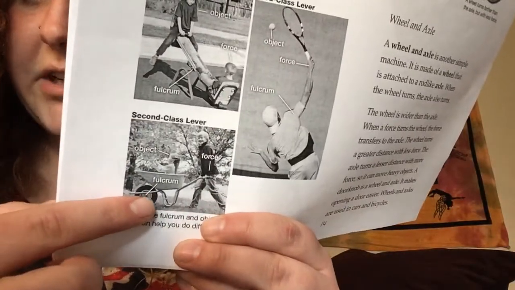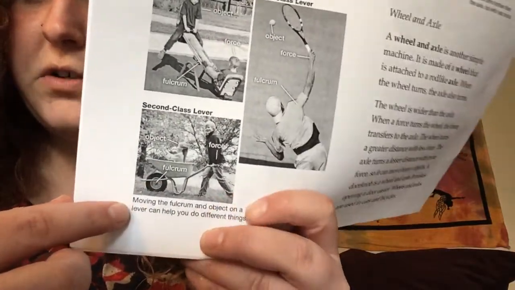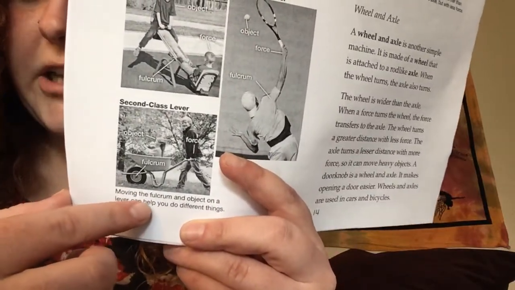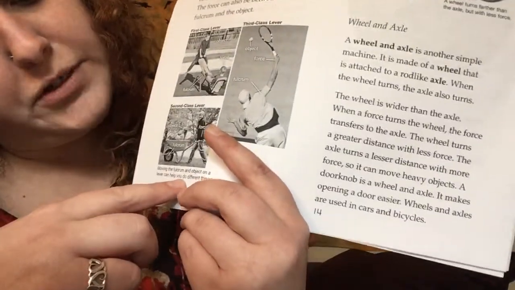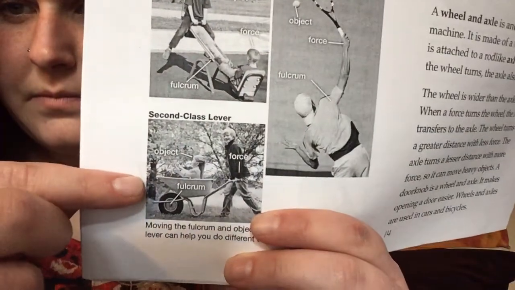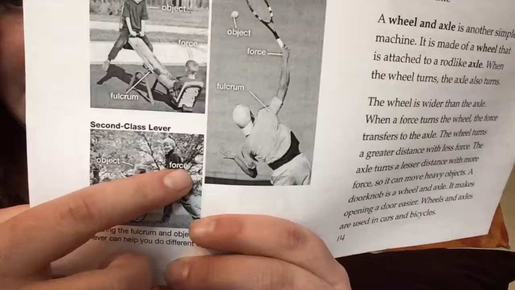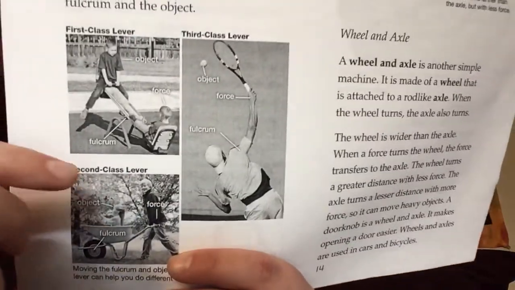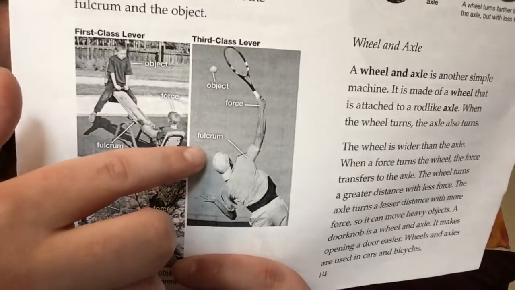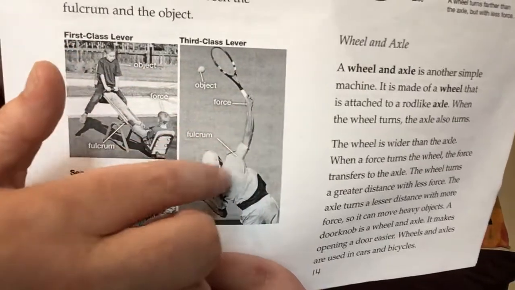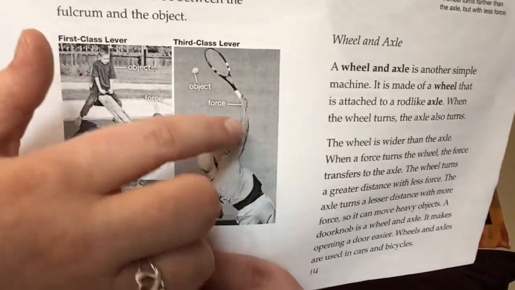And then a second class lever. Moving the fulcrum and the object on a lever can help you do different things. So now the fulcrum is down here and the force is over here, but the lever is still right here. It's just put in a different spot, okay? And then over here, third class, they're saying that the fulcrum is his shoulder and the lever is his arm. That's an interesting way. I never really thought about it like that.